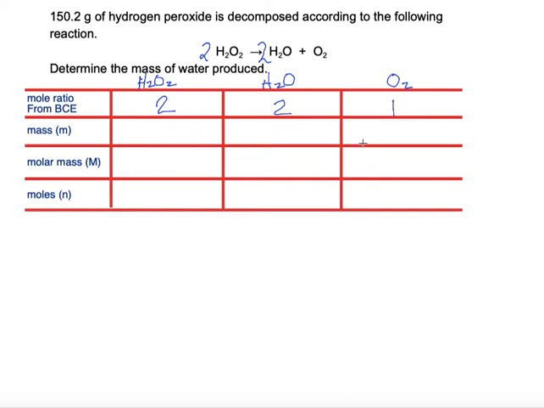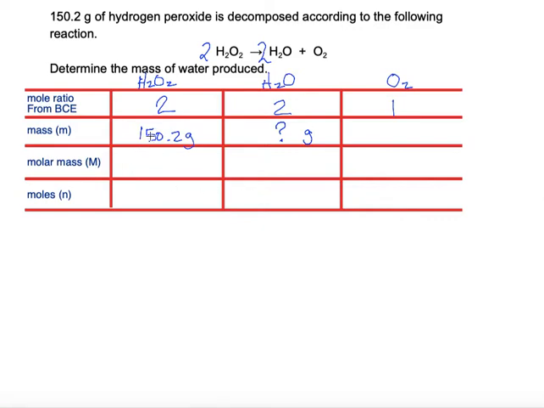And this question says 150.2 grams of hydrogen peroxide is decomposed according to the following reaction. Determine the mass of water produced. So our ultimate goal is to figure out what mass of water we get, and when we're dealing with mass, we're going to be dealing with the units grams. We're given 150.2 grams of H2O2 to start with, so we'll start there. And in order to relate these two, it's the moles where we do the relationship. We have to get to moles.